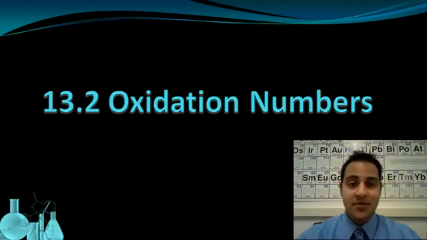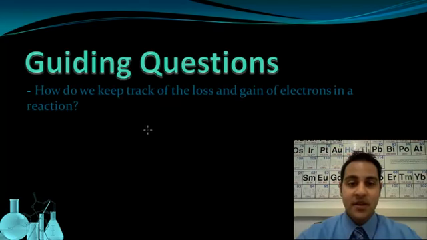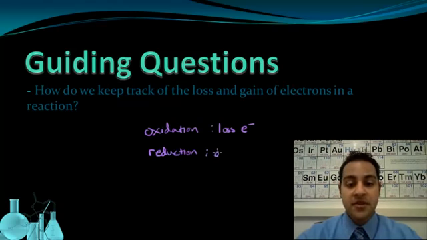Welcome to oxidation numbers. In the last lesson, we saw that oxidation refers to the loss of electrons and that reduction refers to the gain of electrons. Today we're going to look at how to track this gain and loss of electrons, what system we use for keeping track of the electrons that are transferred.